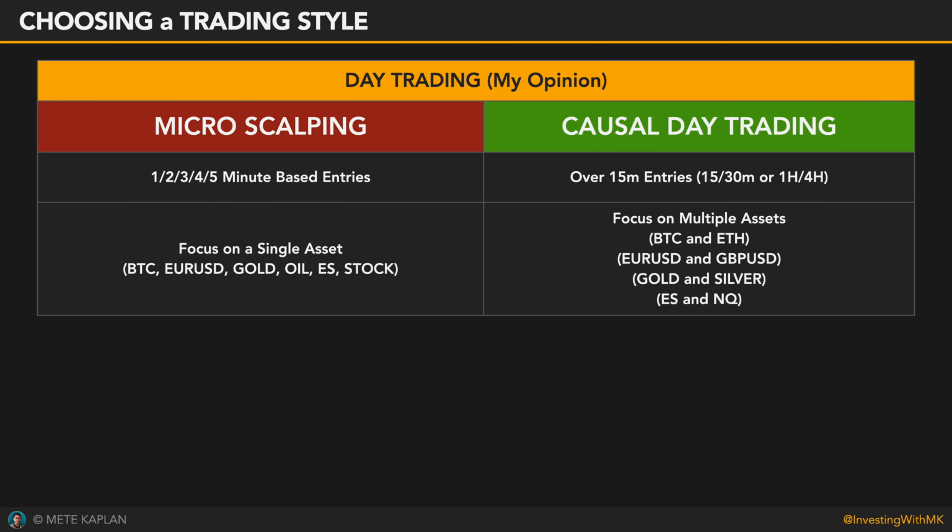Scalpers should focus on one single asset only and master it. Choose one asset, Bitcoin, gold, Euro USD or NQ futures, but nothing else. One single focus. Now, casual day traders must focus on multiple assets. 2 or 3 will be enough for the most. These pairs are great combos to start with.